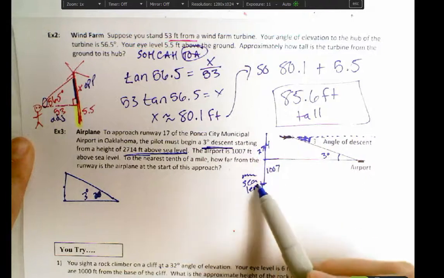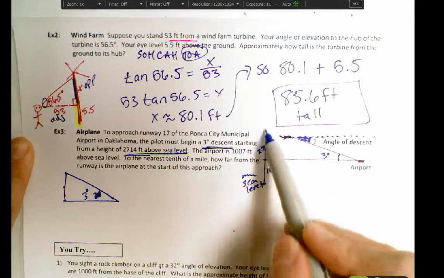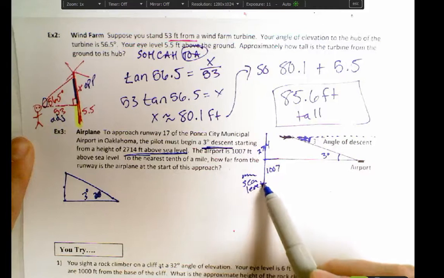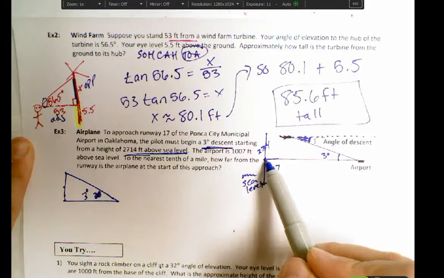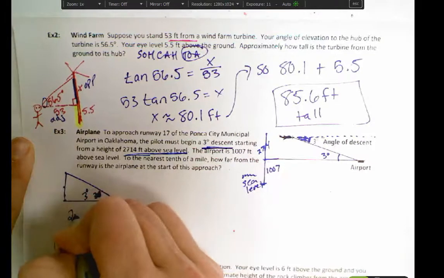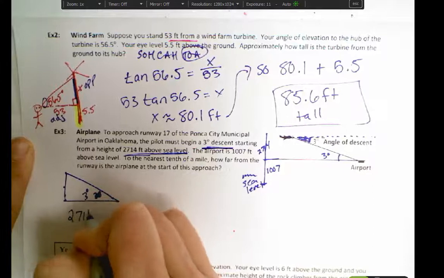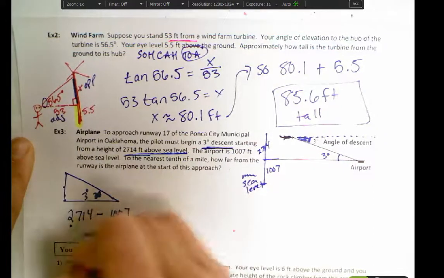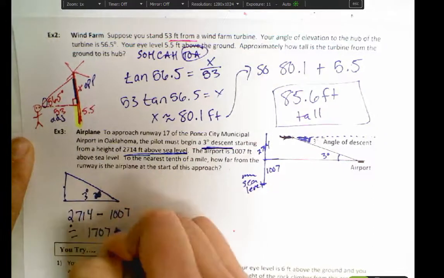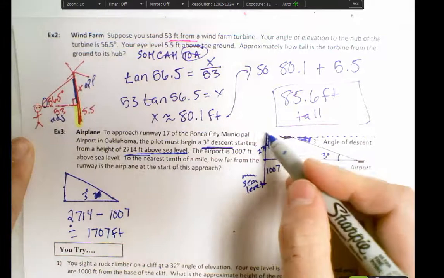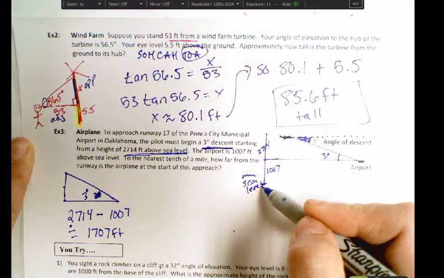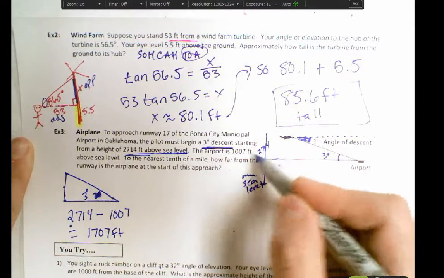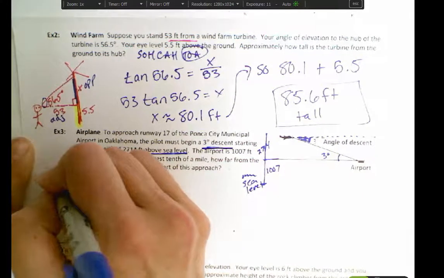So this whole thing is 2714. So I need to take away 1007. So over here I'm going to do 2714 minus 1007. That's going to equal 1707 feet. So if I have the whole thing as 2714, I back away this piece. This piece is what I have left. That's my 1707.